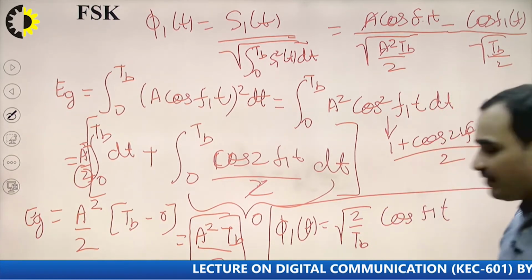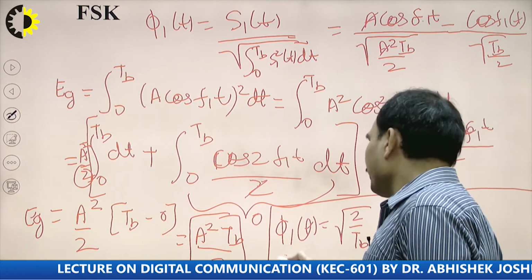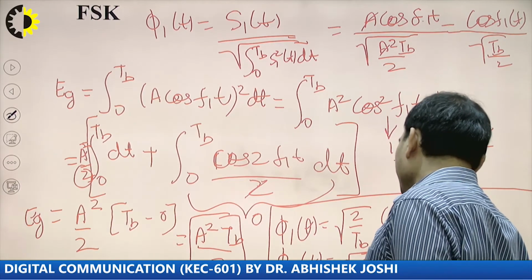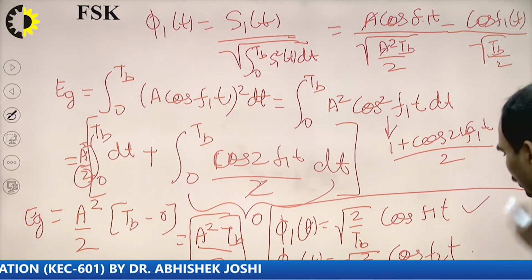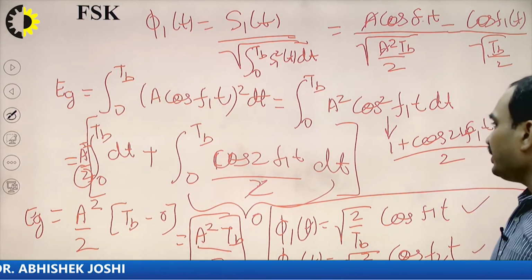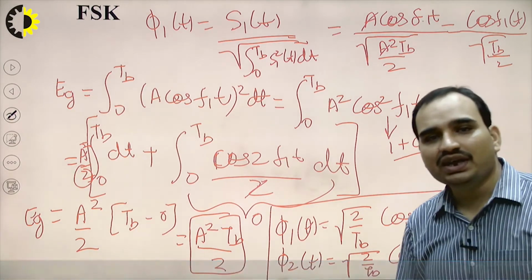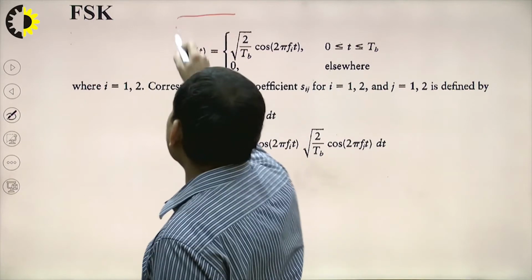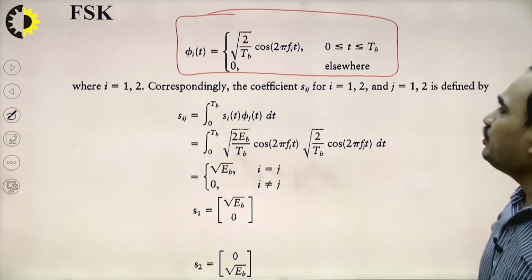Similarly, if we find phi 2(t), again it is given by A cos of f2 t, so phi 2(t) we can directly write as root of 2 by Tb cos of f2 t. So these are the two orthonormal basis functions which are normal to each other, and we can use these two carrier frequencies or normal functions to represent two data levels. So phi 1(t) and phi 2(t) can be written as the square root of 2 by Tb cos of 2 pi f1 t.